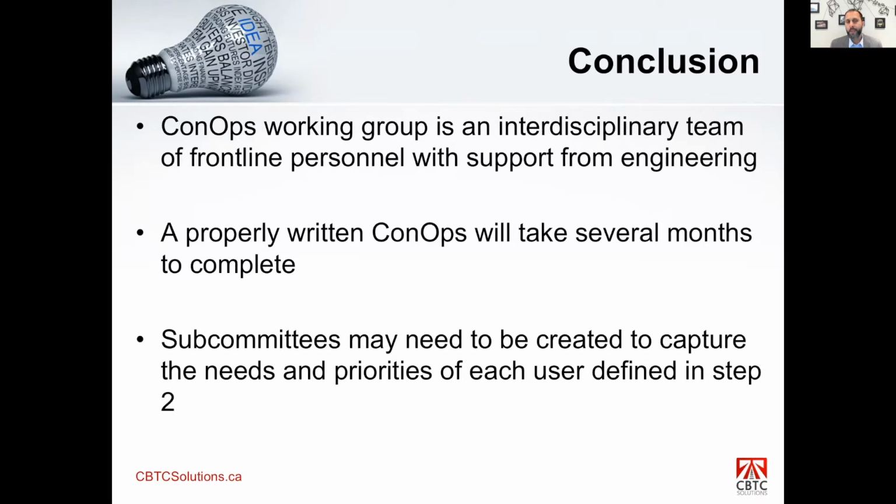The ConOps is written by a working group, an interdisciplinary team of frontline personnel taken from across the transit agency's organization to get input from various perspectives to make sure that everyone's views are addressed by the system. A properly written ConOps will take several months, minimum several weeks, because this is not written by one person or one group. It is written by the organization.